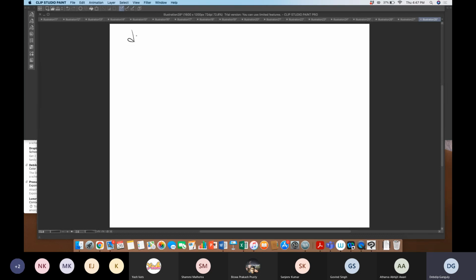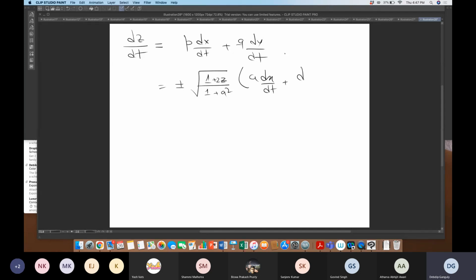Okay, now dz by dt is p dx by dt plus q dy by dt. You know what p is? It is plus minus root over (1 plus 2z) by (1 plus a square). You can change a dx by dt plus dy by dt. And this implies dz by root over (1 plus 2z) is equal to plus minus (a dx by dt plus dy by dt). Now integrate with respect to t.